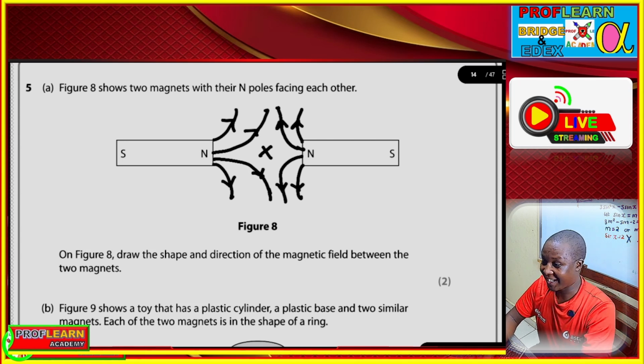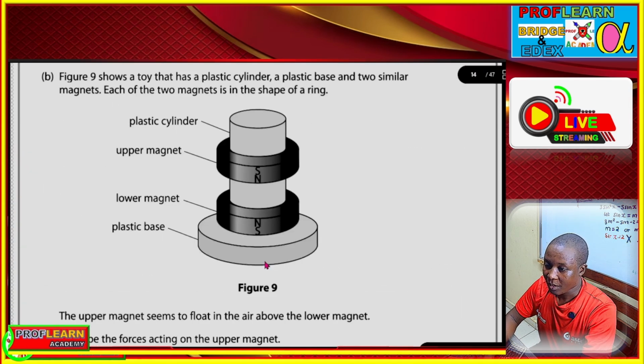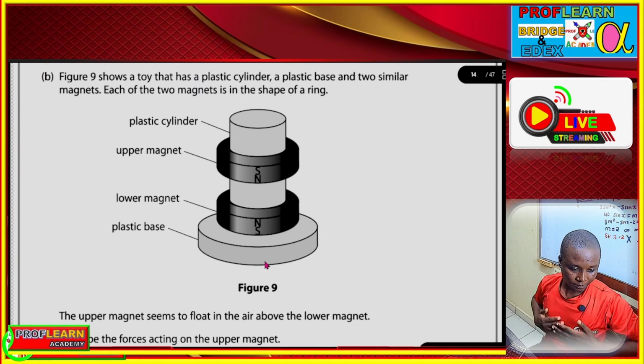That is S100. S100, just go ahead. Yes. All right, so there's another question here, part B.